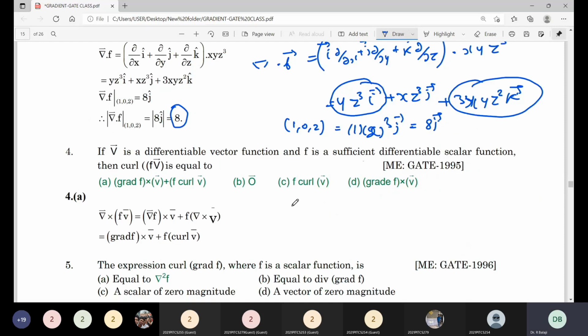Next one. If V is a differentiable vector function and f is a sufficiently differentiable scalar function, then curl of fV is equal to... this is a formula. Grad f cross V plus f into curl V. That means del cross fV is equal to del f cross V plus f into del cross V. This is the formula. Therefore, grad f cross V plus f into curl of V is the answer. A is the correct answer.